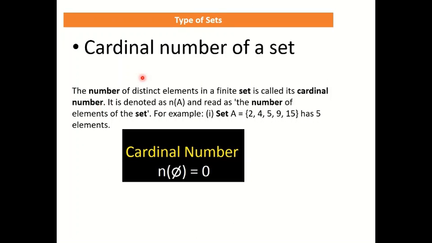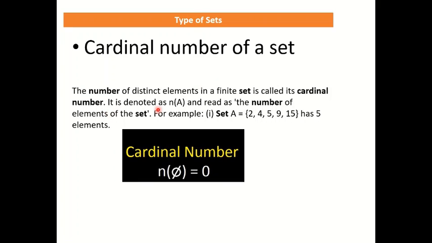Next is cardinal number of a set, or cardinality of a set. That means the number of elements in a finite set. Okay, how many elements are inside the set? You should count the number of elements in the set. That number is called the cardinal number of a set, or cardinality of a set. That is, the number of distinct elements in a finite set is called its cardinal number.